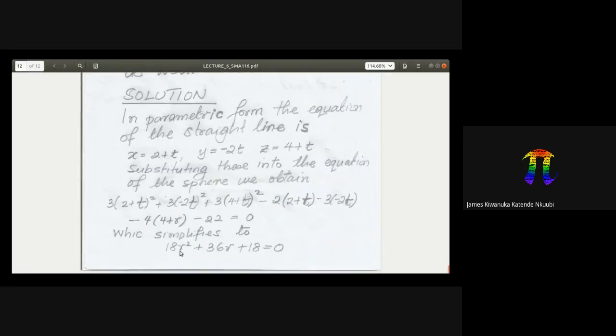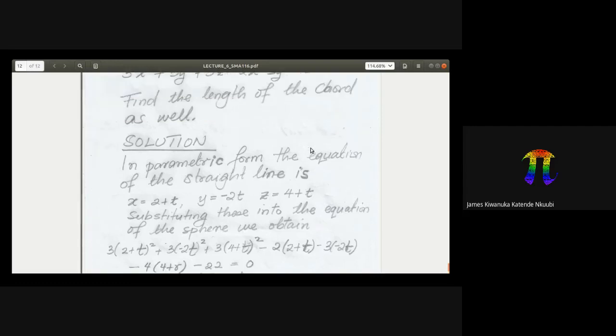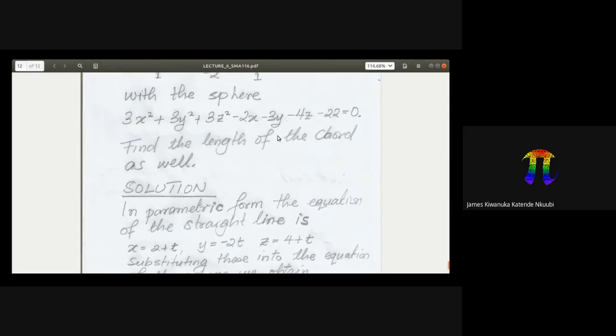If we had two different values for t here, then we would get two separate points where the line cuts the sphere. But now we have only one value of t. That means it's a repeated root for this quadratic equation, and therefore there's only one point where the line and the sphere meet. And since it's only one point, it means the length of the chord is 0.